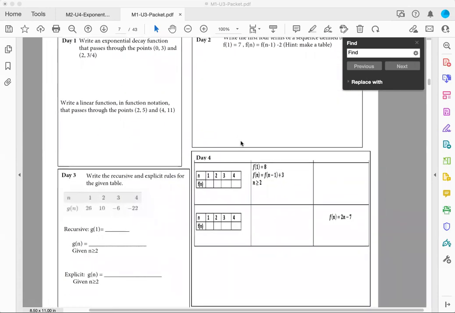On your own, you're going to complete the day 4 warm-up. I'll have you do the first one individually, okay? The first part here individually, and the second part here with a partner.